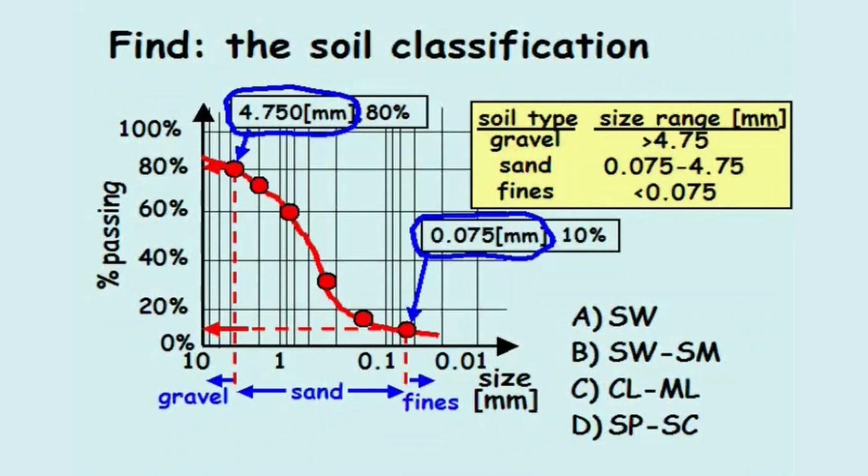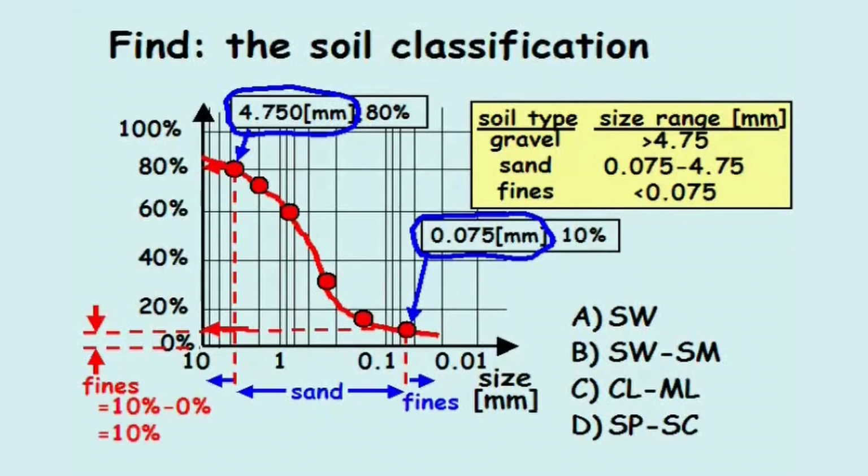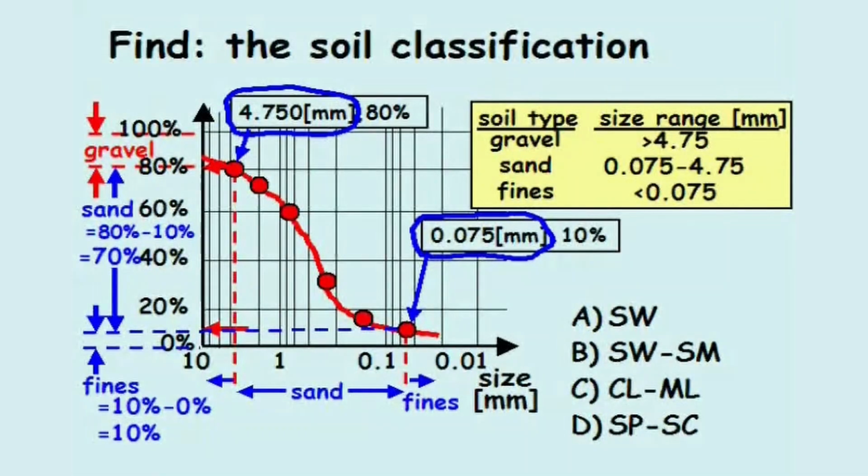The boundary points between these soil types are traced horizontally to the vertical axis, and we can compute the percentage of fine grain materials to be 10% of the entire sample by weight. The percentage of sand can be determined by subtracting 10% from 80% to get 70% sand. And lastly, the sample is composed of 20% gravel.